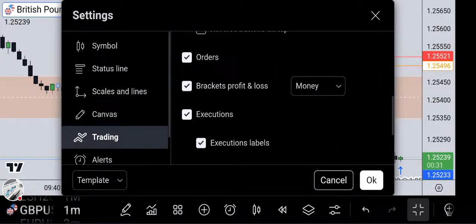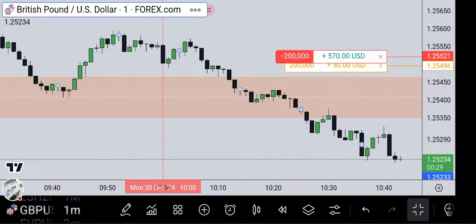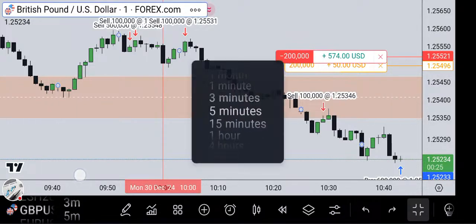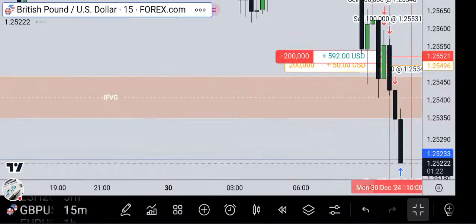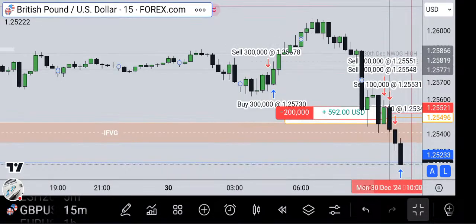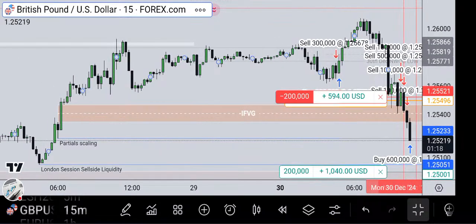Sorry. So this is the 1, 2. I just took everything out. So this is the execution and this is the labeling. Okay. If you want to know my best case scenario, I'm telling you already. Look, we did this live here. Everybody saw it. And this London session sell side liquidity is draw on liquidity at 1.25051, and there's an inefficiency there. That's why I put it below that low.